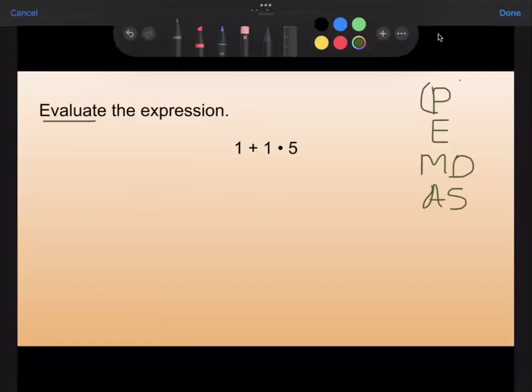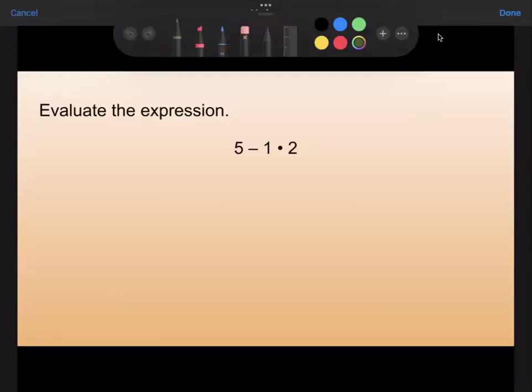P means parentheses, E means exponents, M and D are multiplication and division, and we go from left to right when we see both of those. And A and S is addition, subtraction, again from left to right when we see both of those in an operation. So in this expression, we have adding and multiplication. Multiplication comes before adding, so this is the part we're going to do first. 1 times 5 is 5, and then we're going to bring down the 1 and the plus sign. Now there's nothing left to do but add, so we're going to do 1 plus 5, which equals 6. So this is how you use order of operations to evaluate an expression.